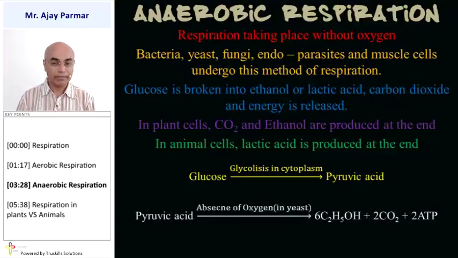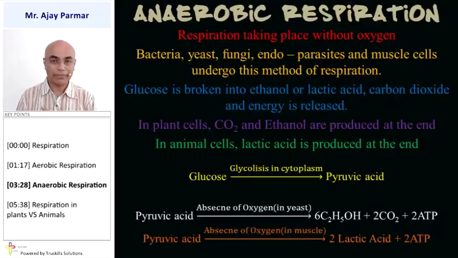If it is a plant cell, say yeast, in the absence of oxygen, ethanol, that is C2H5OH, ethyl alcohol, which is used in making hard drinks, is generated along with carbon dioxide, and a little amount of energy is also generated. But if it is an animal cell, that is in a muscle cell, instead of ethanol, lactic acid would be produced, and once again a small amount of energy will be generated. So when we classify aerobic and anaerobic, aerobic requires oxygen, anaerobic no oxygen.